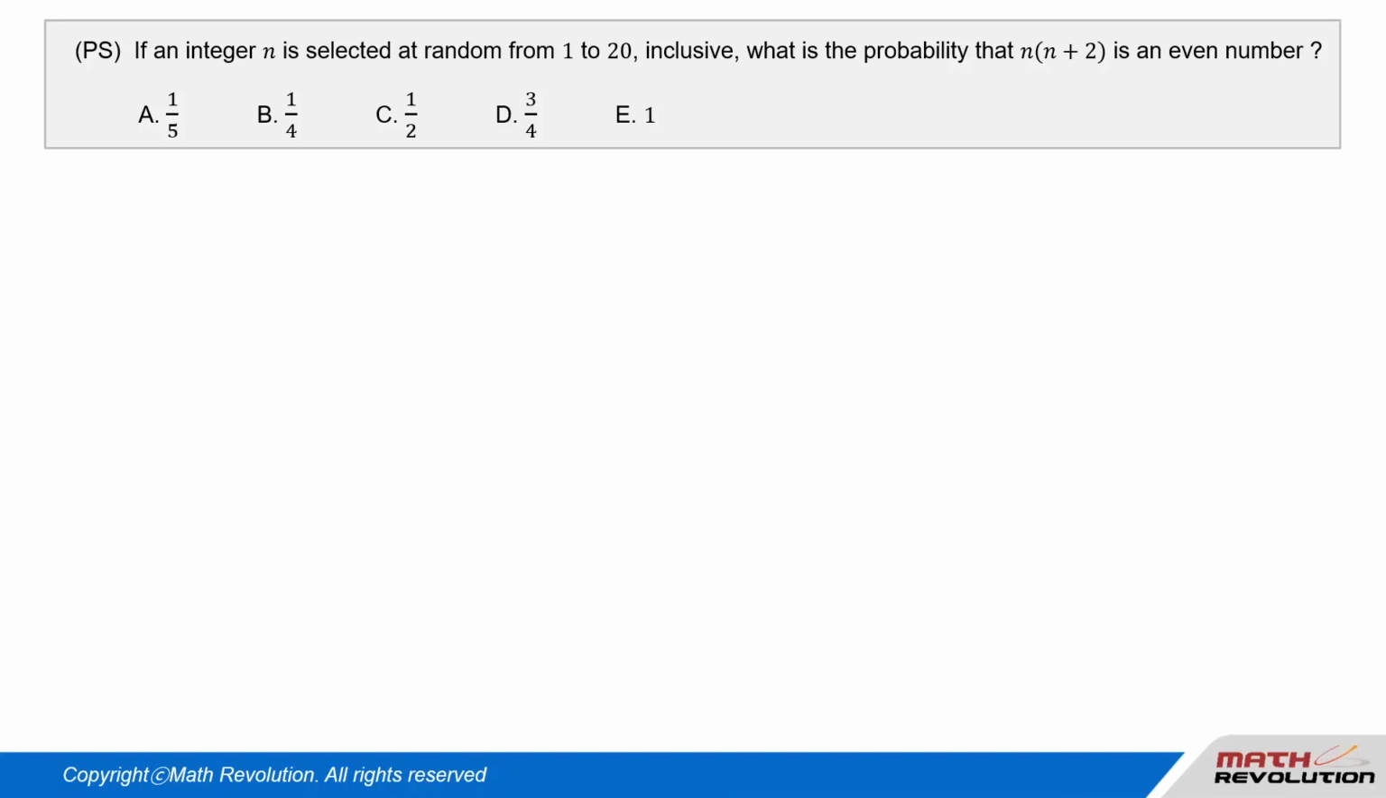Question 1. PS. If an integer n is selected at random from 1 to 20 inclusive, what is the probability that n times n plus 2 is an even number?